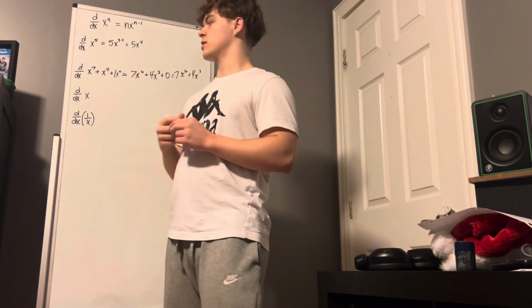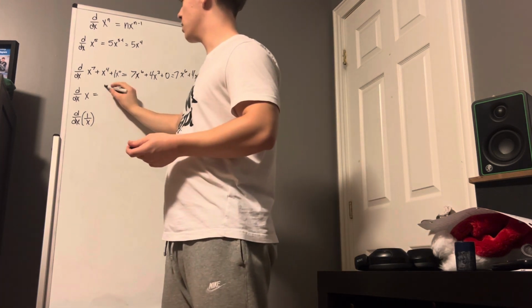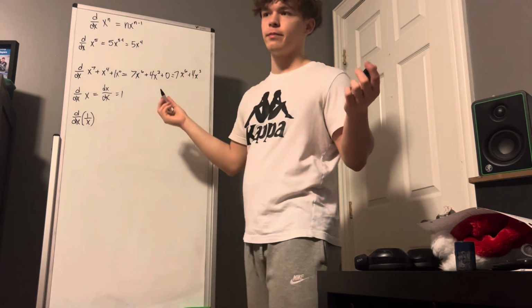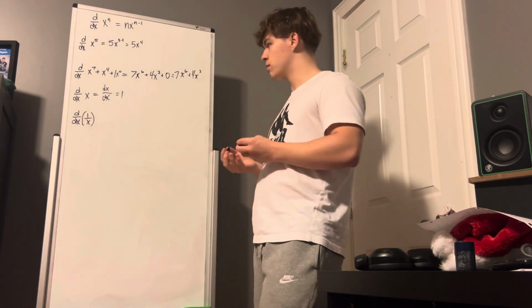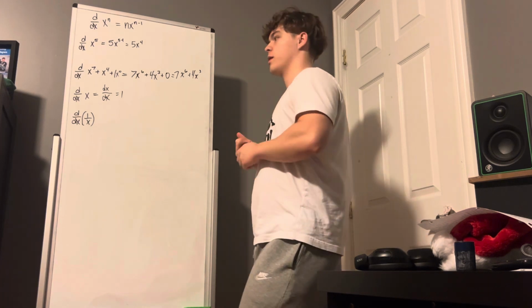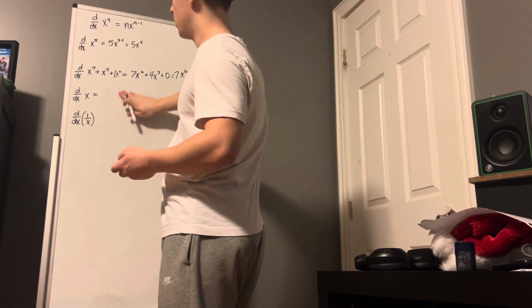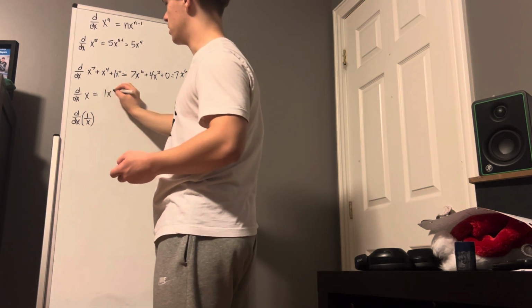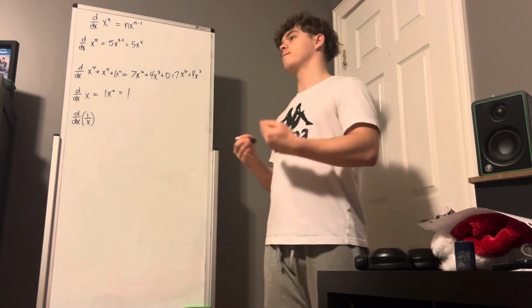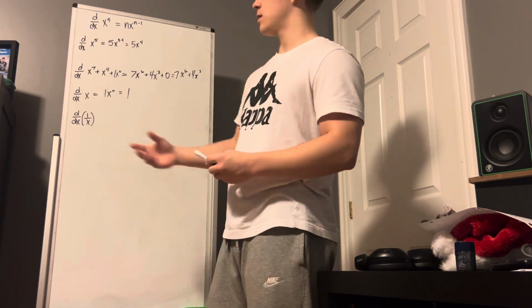Derivative with respect to x of just x. Now, we could rewrite it as dx over dx and say that equals 1. Technically true. Technically, d over dx is an operator, so we just say it equals 1 times x to the 0, which is just 1 again. So it's true. Not exactly the way we would want to do it, but anyways, here's another one.